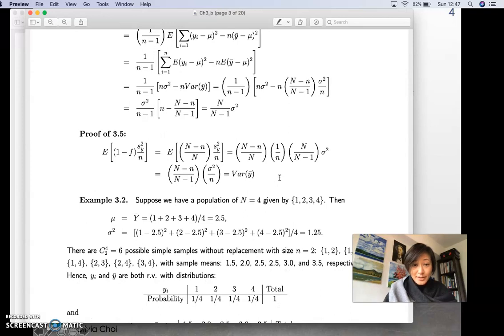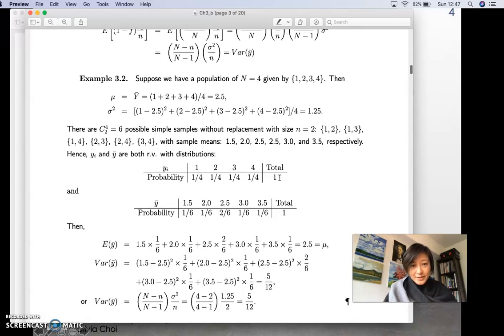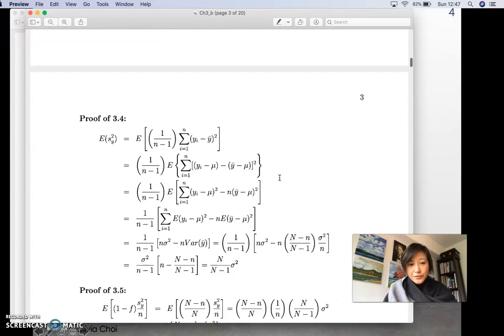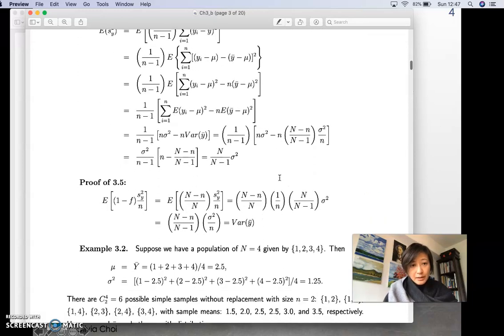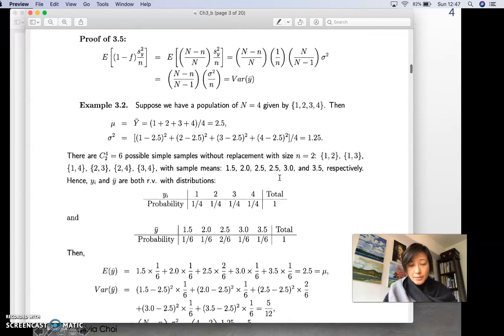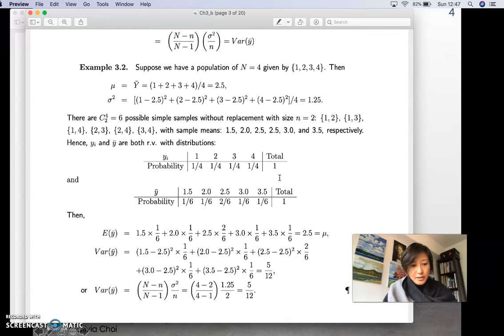I hope all these formulas are not too complicated for you. Again, like I said, if you're interested, you can go through the proof. Otherwise, it is not examinable. If you have any question, feel free to drop me an email and I can explain the proof for you.